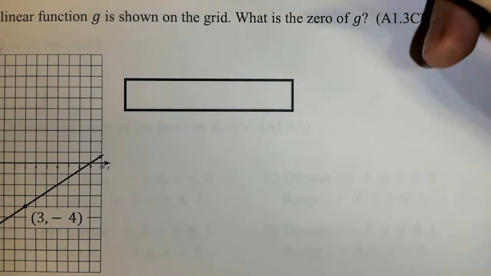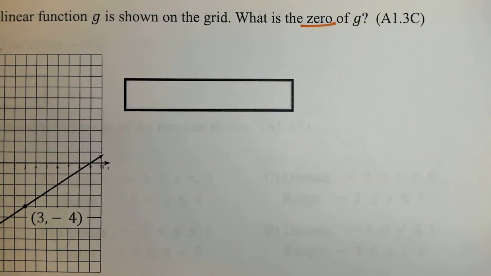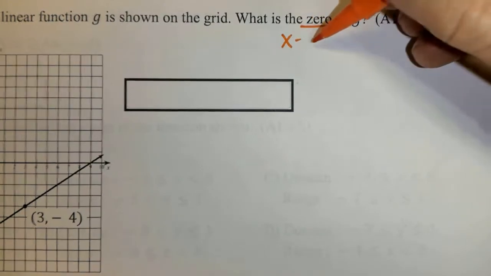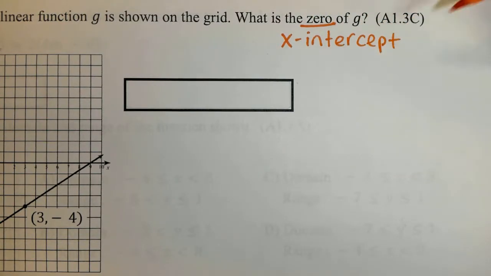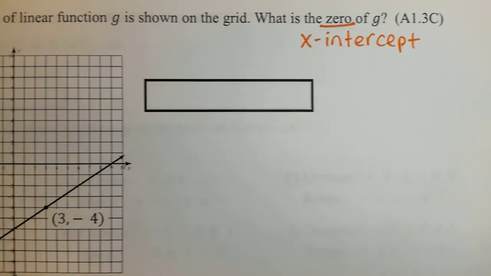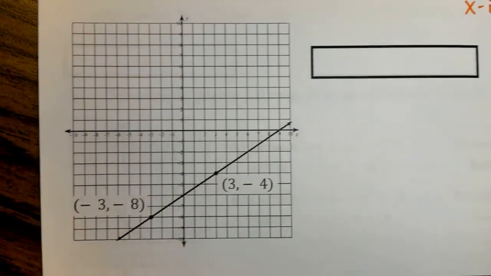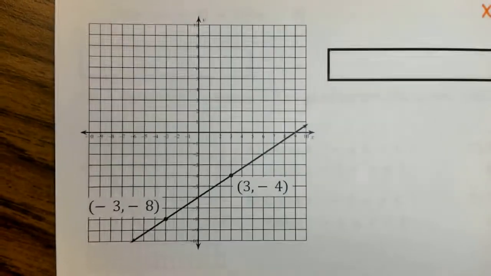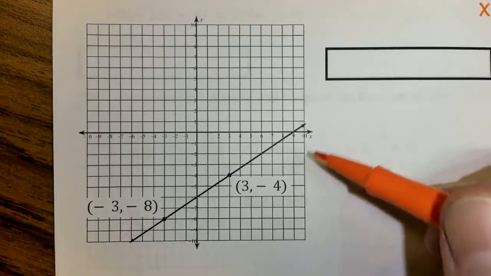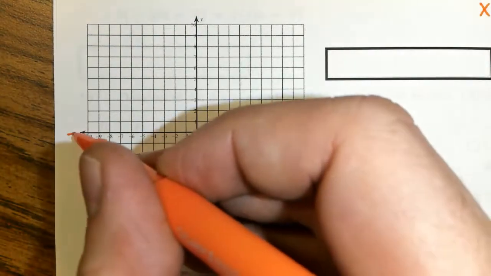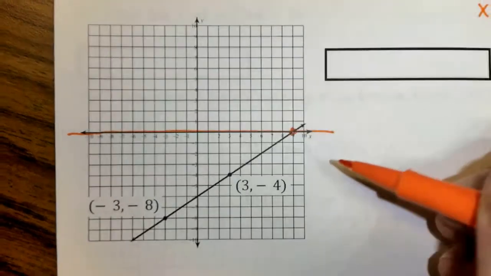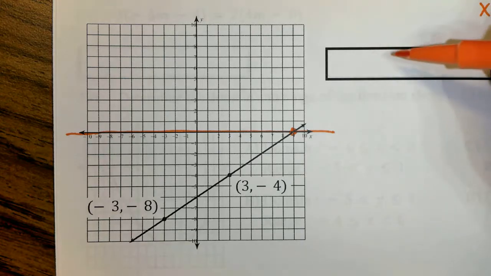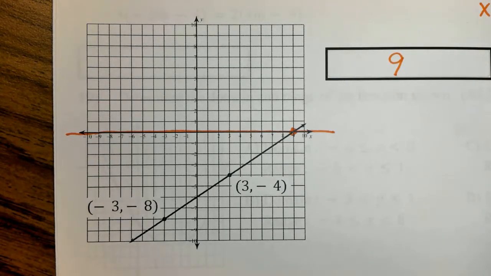What is the 0 of g? We know 0 means x-intercept, and if not, now you do. So I want the 0 of g, or I want the x-intercept of g. Well, cool thing is it already gives us the graph, and we can see where it crosses the x-axis. So here's the x-axis right here, and I cross right here, and that's at 9. So that is my answer.